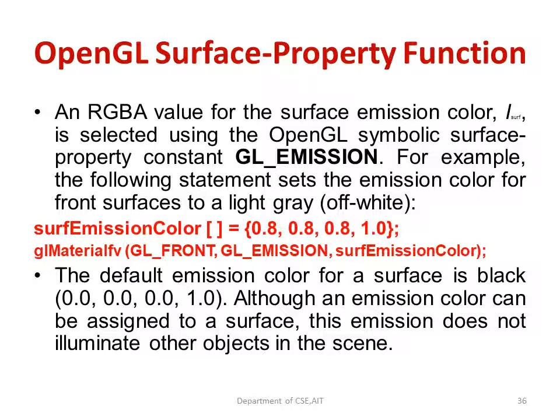That is why we are making use of this glMaterialfv. The default emission color is black, where we have 0.0, 0.0, 0.0. Although the emission color can be assigned to the surface, this emission is not like a property of the light where it is going to illuminate other objects. It will not illuminate. There will be just an emission. That means a color will be emitted, but it is not going to illuminate other objects in the scene. That type of effect is called emission.